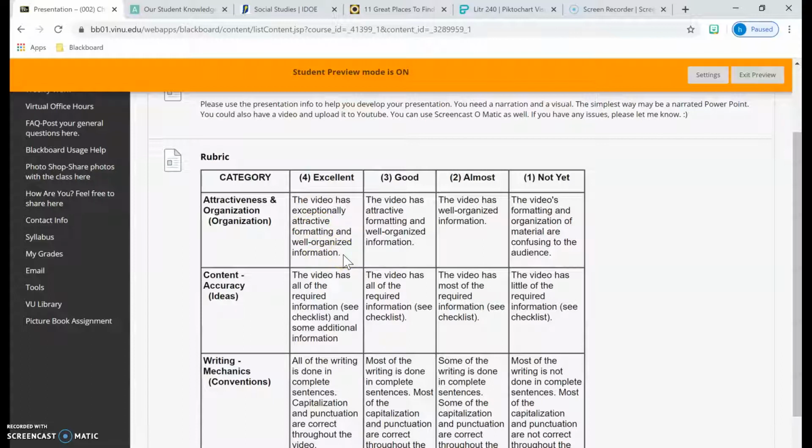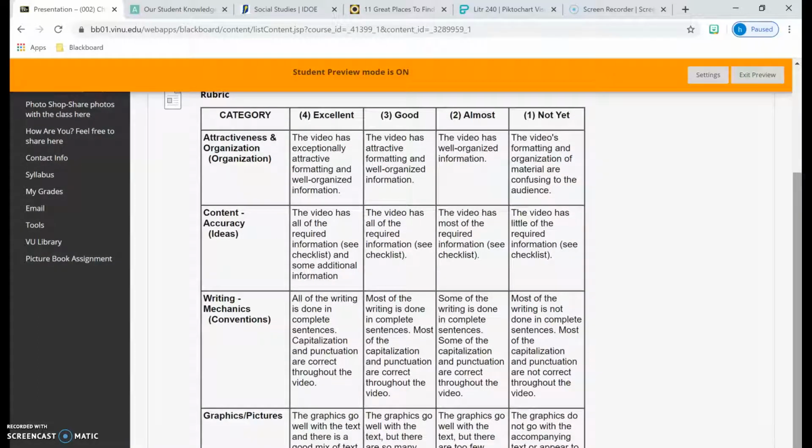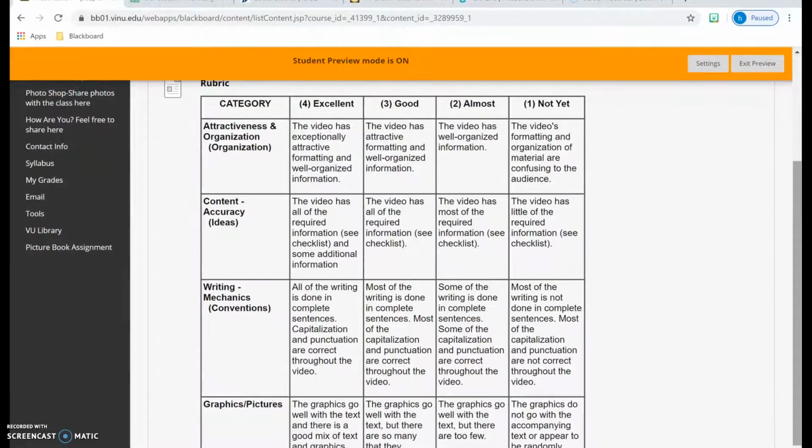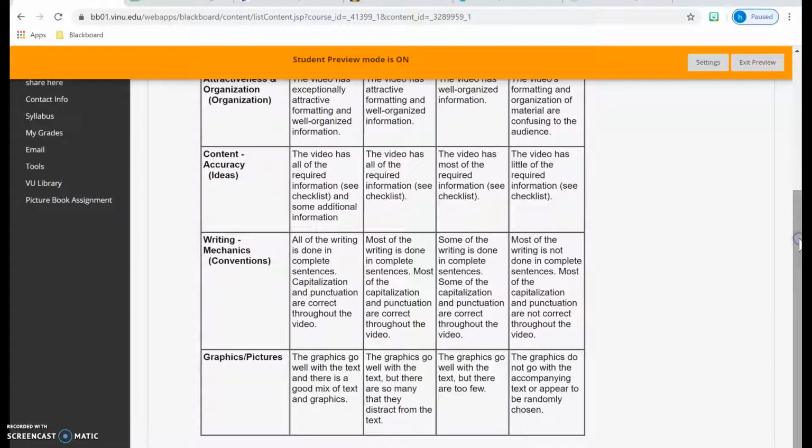Again, I'm willing to work with you in any way that I can to get this done. The video has all the required information on the checklist, and the checklist is going to be the outline of the essay. All the grammar looks good and the graphics go well with the text, and there's a good mix of text and graphics. Remember that I want to see less text and more speaking and explanations.